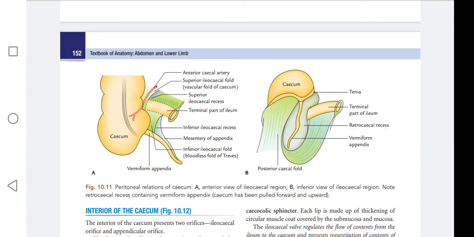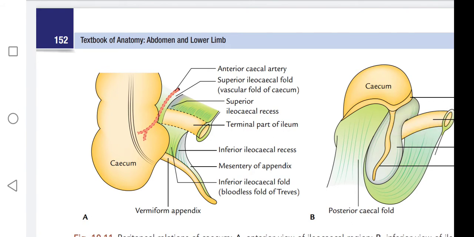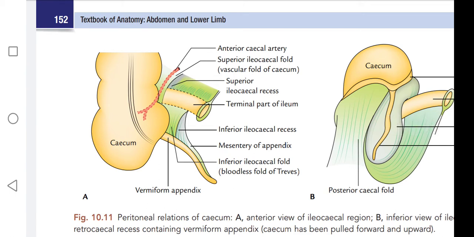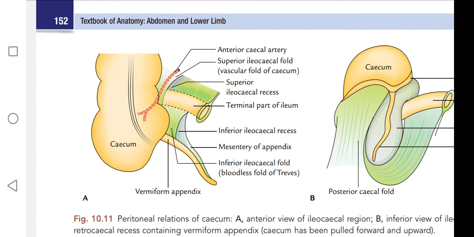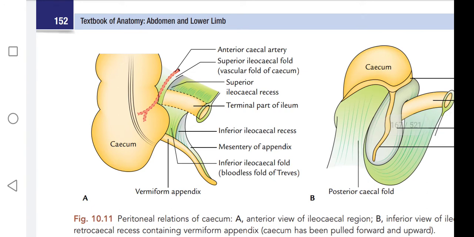Once again we see the diagram parts, guys. This is the red colored one, the anterior cecal artery, and just below this, the superior ileocecal fold. It is also called the vascular fold of cecum. It covers the superior ileocecal recess. Remember that, guys: the fold covers the recess. Here the superior ileocecal fold covers the superior ileocecal recess.